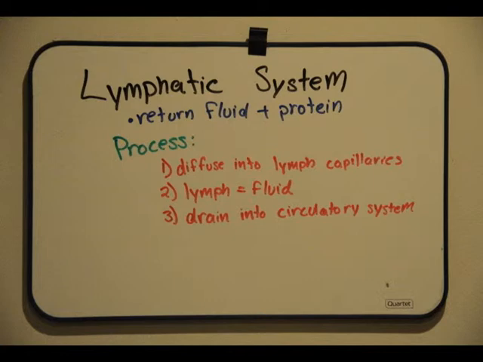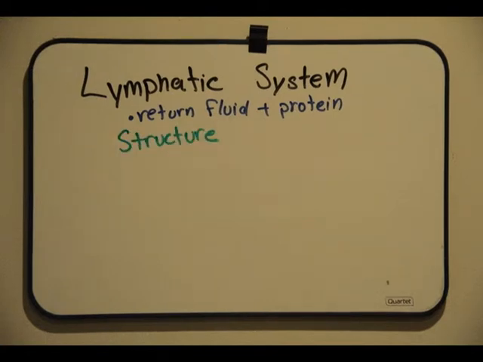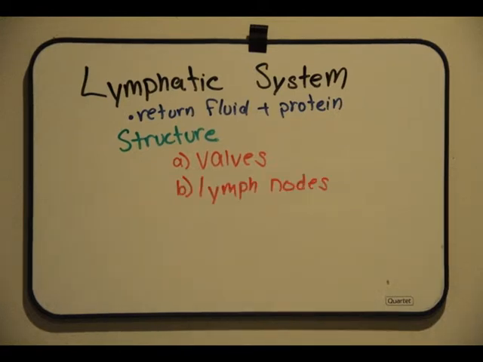The structure. It contains A. Valves that prevent backflow, and B. Lymph nodes, organs next to lymph vessels, walled structures that carry lymph or the lost fluid. Lymph nodes filter lymph and attack viruses and bacteria.